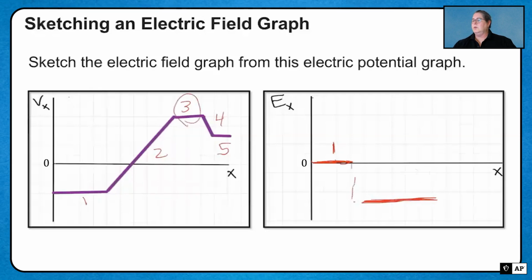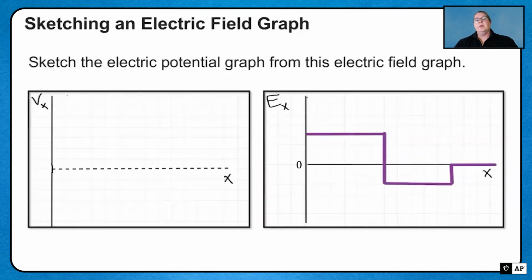Again, I have 0. And then I have a negative slope here on section 4. And that means I have a positive value for the electric field, and the slope seems to be steeper. So I'll do a little bit up here. And then again, I'm dropping back down to 0. Right. And so these kind of just get connected this way. So that's what the electric field graph would look like.